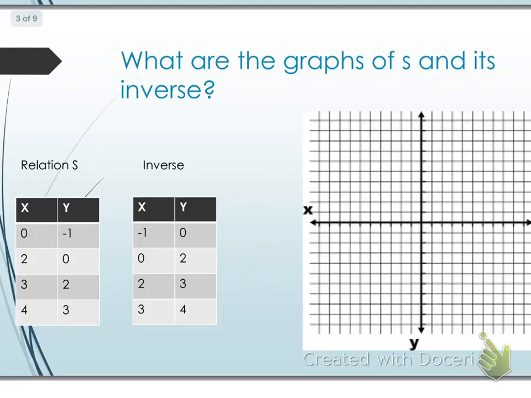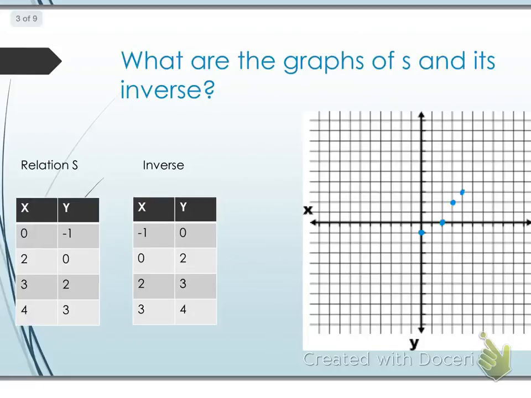Okay, so if we were to graph it, 0, -1, I don't go left or right, but I go down 1. My next one, 2, 0, I go right 2. Remember, you always go left or right and then up or down. 3, 2, I go right 3, up 2. And then 4, 3, I go right 4 and up 3. Okay, so there is my original.